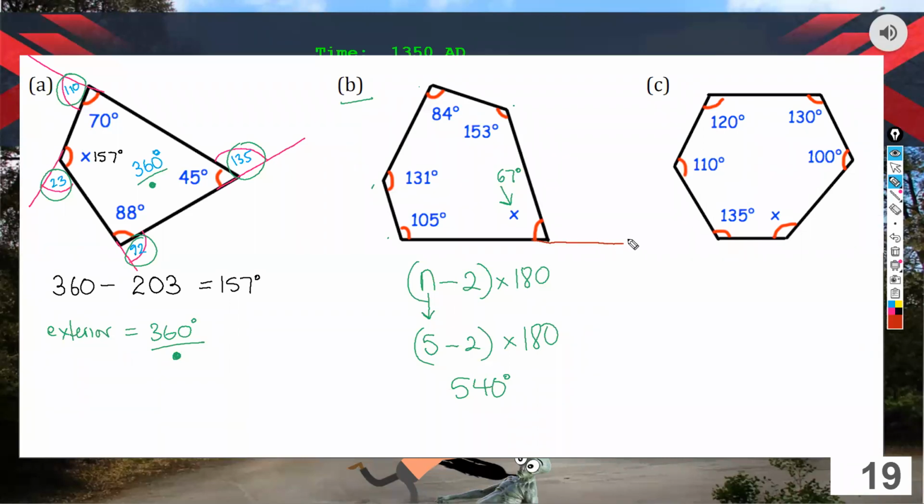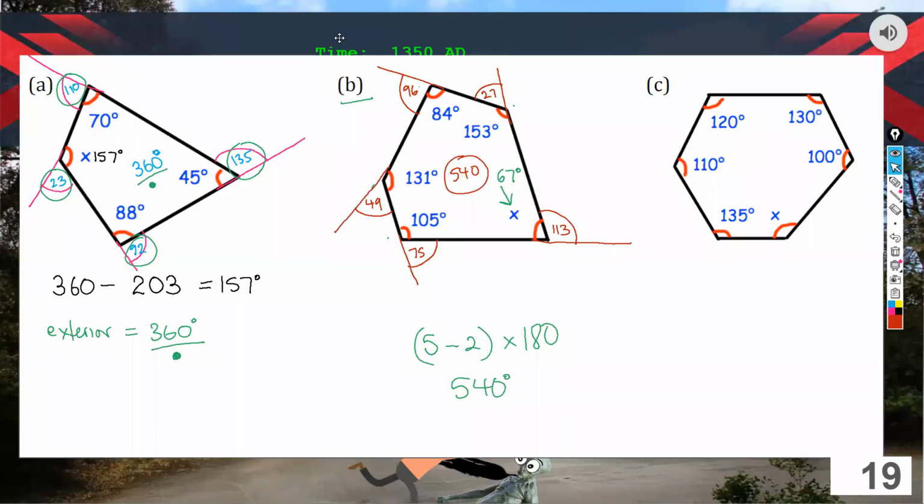So what you have to do is extend the lines like that. Pretend you're driving around the shape and you're sliding off the road. Find this angle, find this angle. Right. So on the screen, we have all the exterior angles.